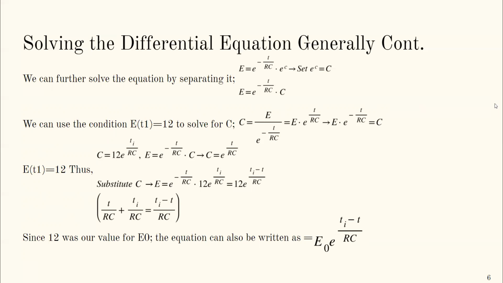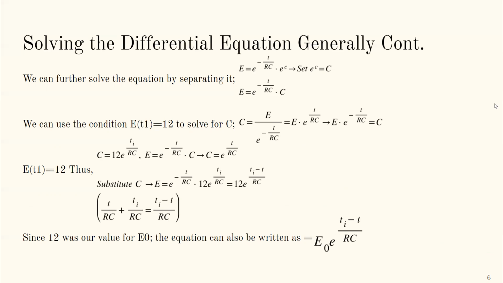So basically, you can set e to the power of c equal to c, and then the equation becomes big E equals e to the power of -t over RC times c. And then by using the initial condition E at t1 is equal to 12, we can solve for c. And then there's the equation right there. Eventually you can substitute c into the initial equation, where you get 12 times e to the power of t_i minus t over RC.